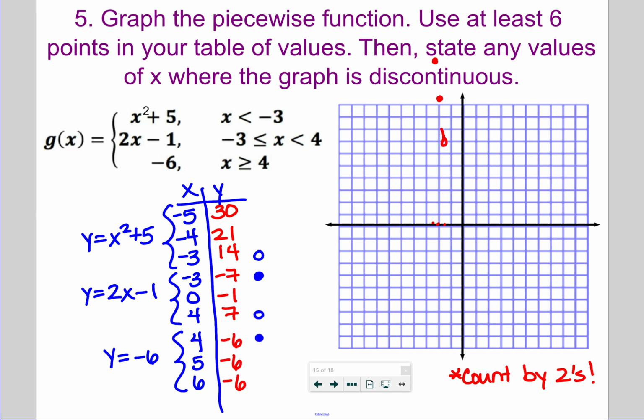And we know that that's part of a parabola. So you're going to make a curve shape, arrow up and to the right, for all values to the left, all values smaller than negative 3.